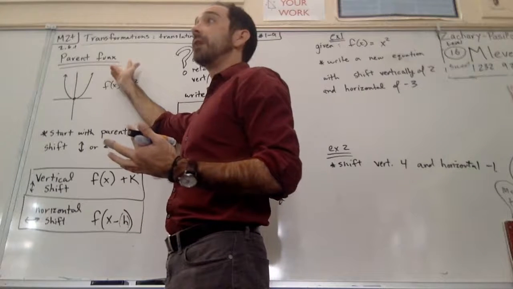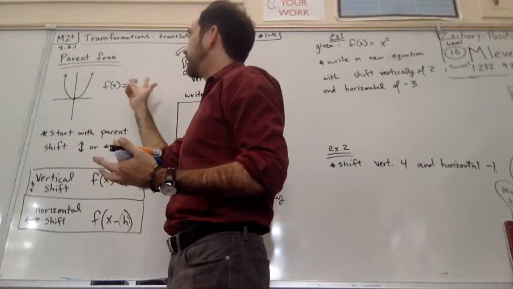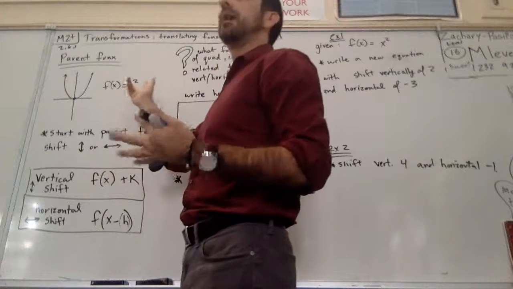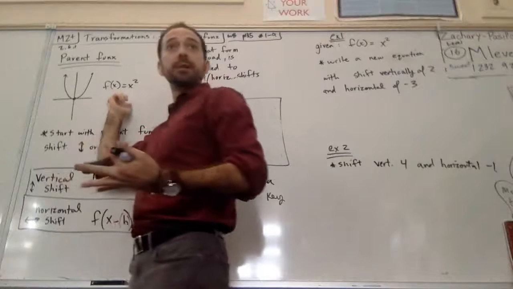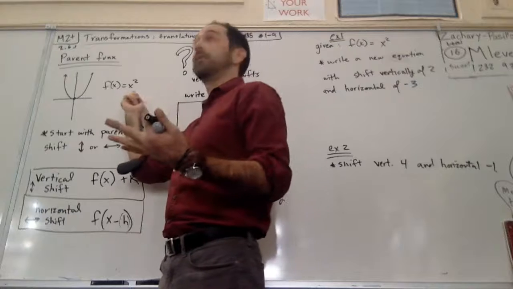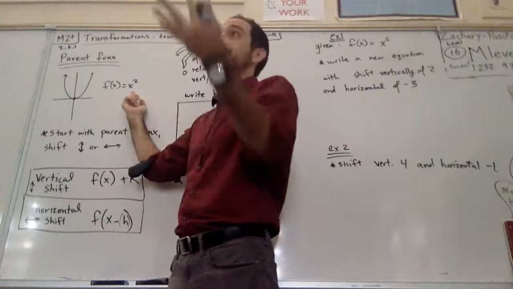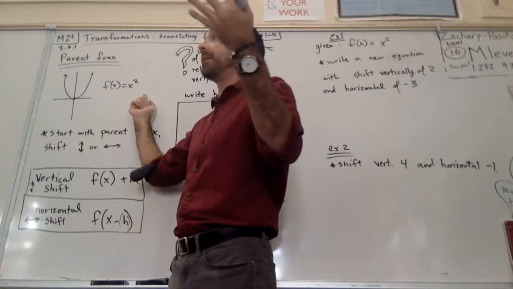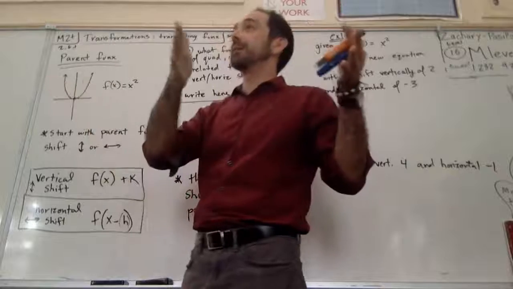Parent functions are basically the most basic, the simplest form of each type of shape. This is a quadratic, but look how simple this is. It's not like our ax squared plus bx plus c. It's just x squared. What's my a value in this? This is a quadratic. What's the a value? 1. What's my b value? 0. What's my c value? 0. So you see how it's really, really simplified.